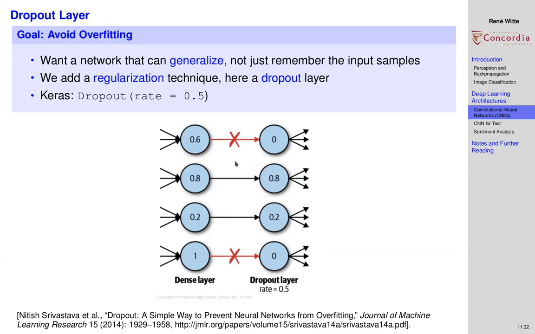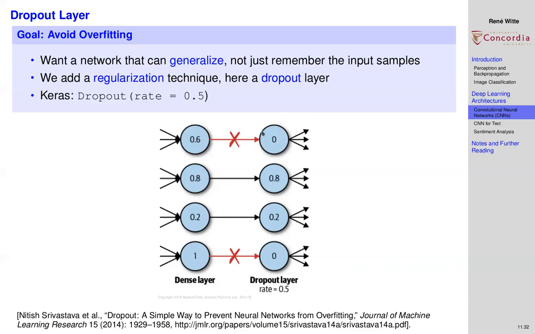So again, there is a trick which is a special kind of layer, which is called a dropout layer. And what this layer will do is randomly drop, meaning set the value to 0, some of its inputs.